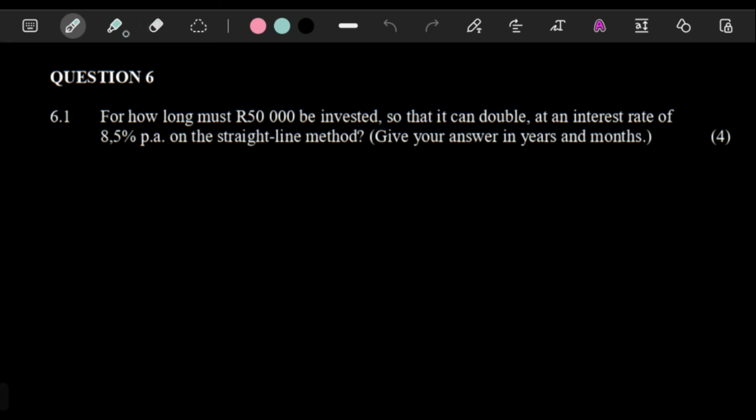So straight line method, this is something quite interesting. This refers to simple interest, actually. It's a weird way of saying it, but we're just going to have to use the simple interest formula here, meaning we have to use A = P(1 + i × n). Here, they want us to find out how long, so we have to work out n.